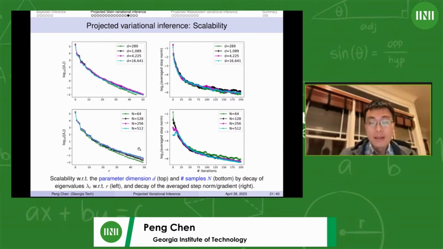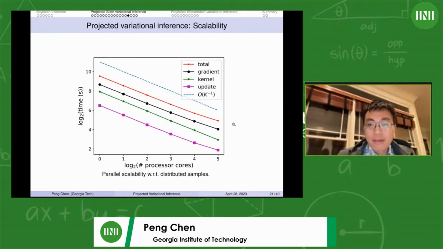That essentially means the intrinsic dimension doesn't change much. This is where the scalability comes from. So essentially, you can see this is the decay of the step norm. Step norm simply means every time you move the particles from one step to another, the distance of their move. As you can see here, it decays quite quickly, and it decays similarly for different parameter dimensions, also for different numbers of samples. So essentially here, we can claim scalability with respect to the parameter dimensions and also the samples.